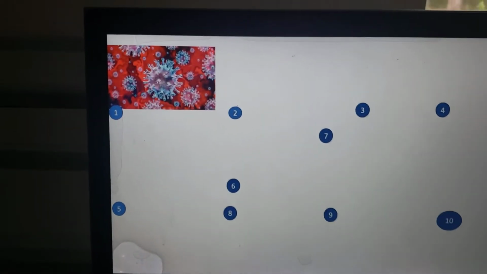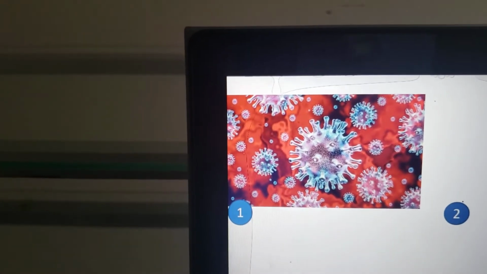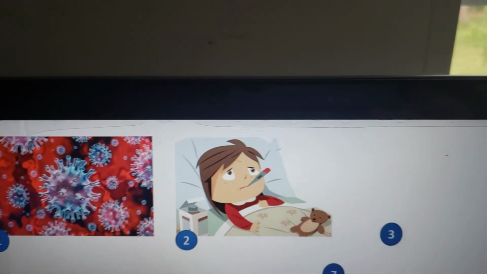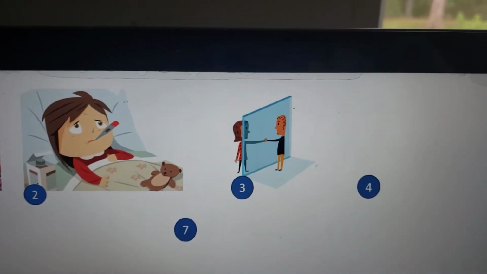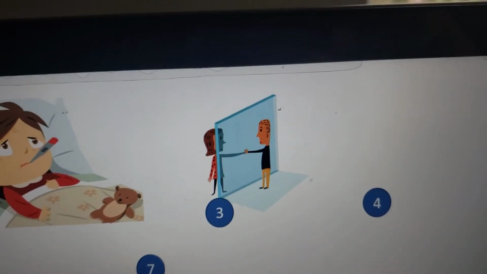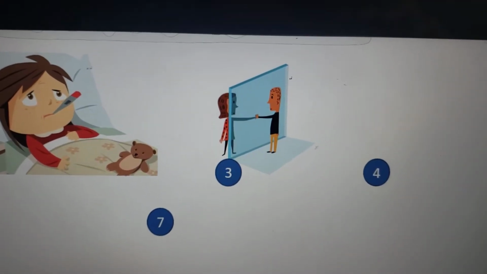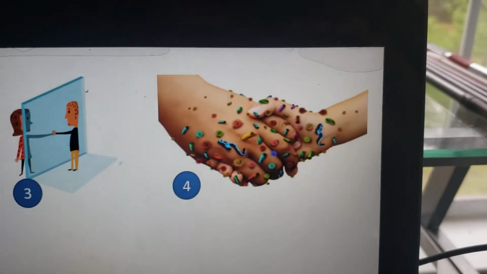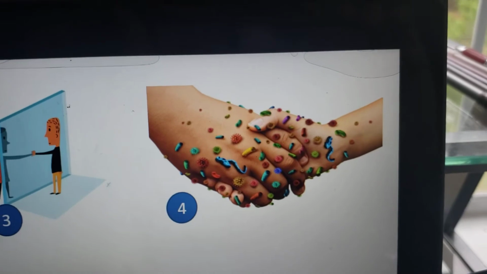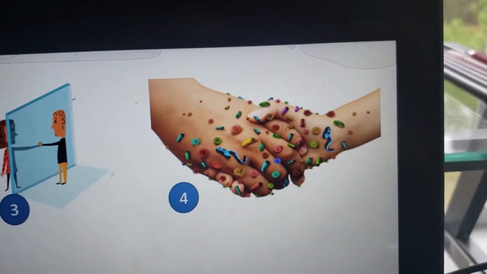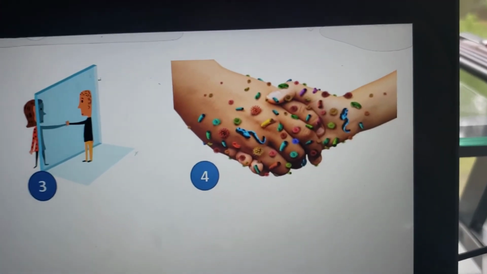Number 1, if you think virus, then you are correct. Or you can use the word pandemic if you want to. Number 2, you can use sick, because this person is sick. 3, this can mean social distancing, because even though they are close, they are separating themselves by the wall. Social distancing. This one, contagious. As you can see here, one person has an illness, it can spread to another person by shaking their hand. So during this time, don't shake hands.